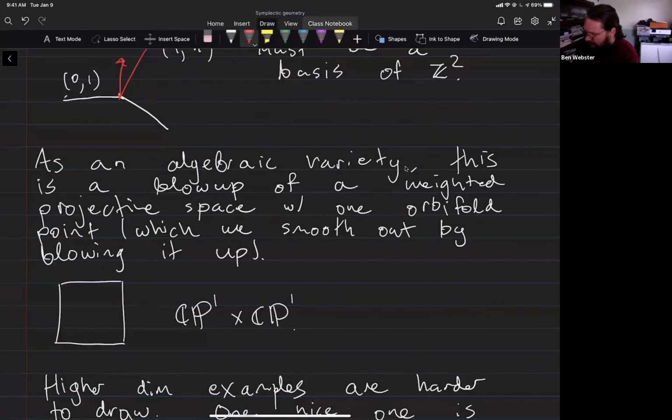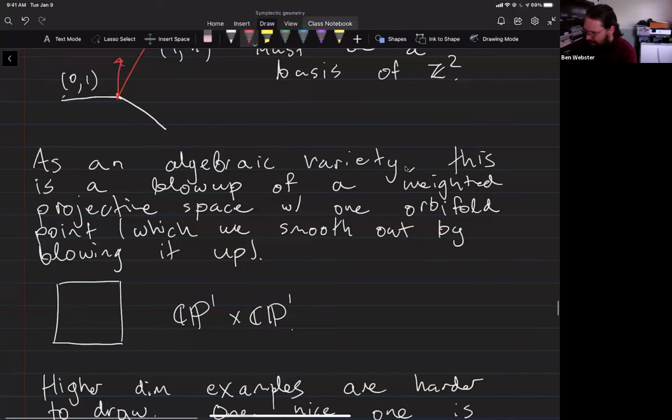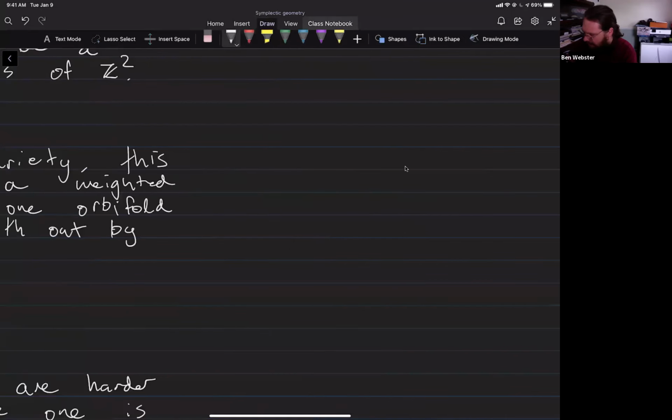If you do like thinking about algebraic varieties, I can think of this as a blow up of a weighted projective space. But if I take something like this, where here I have slope 1/n, what's going to happen is my smoothness condition is going to be violated.